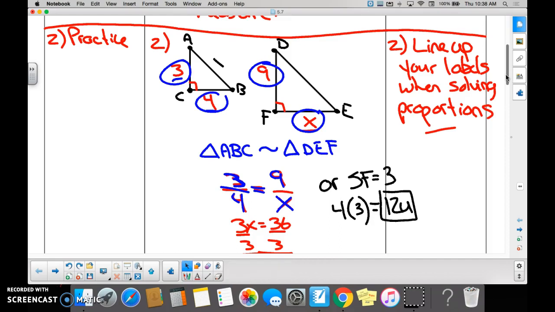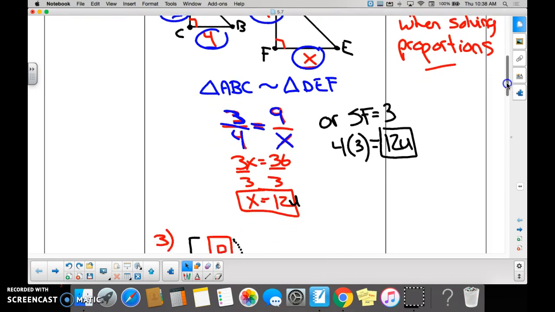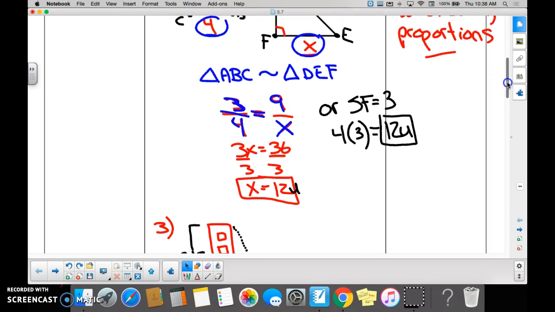What do we start with? The cross products, right? So we use cross products, got 3x equals 36, solve for x, which was 12 units.